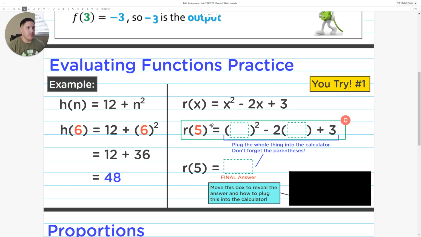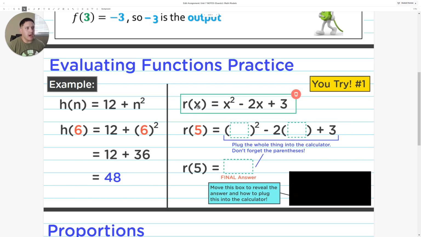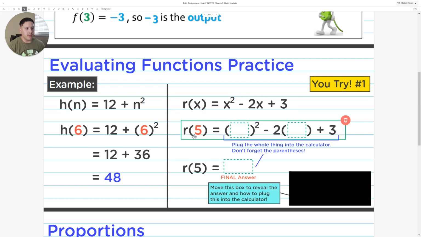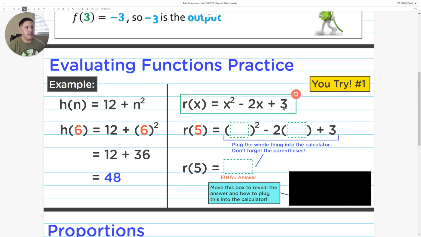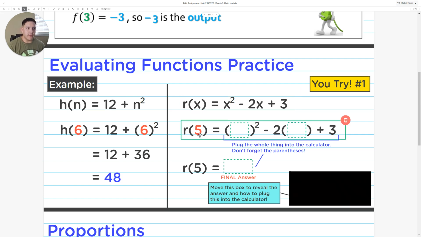Okay, so you try number 1. I want you all to do the same thing. The function is r of x equals x squared minus 2x plus 3. So now x will turn into 5. I want you to evaluate the function at 5. So fill out the boxes, get your final result.